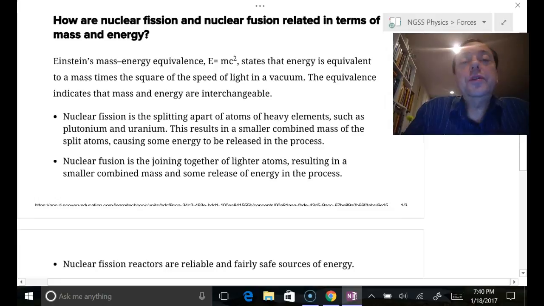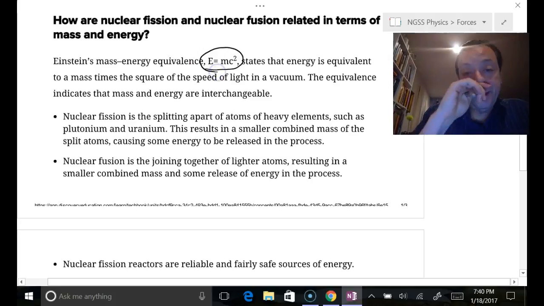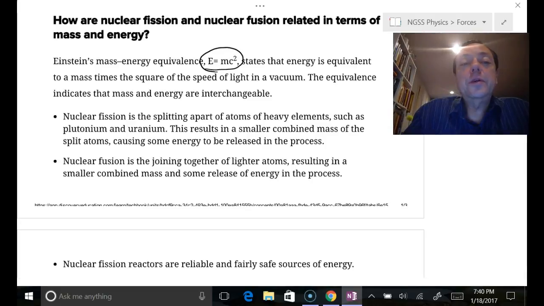How are nuclear fission and nuclear fusion related in terms of mass and energy? Einstein's mass energy equivalence, everybody's heard of this, E equals mc squared, states that energy is equivalent to mass times the square of the speed of light in a vacuum. The equivalence indicates that mass and energy are interchangeable.